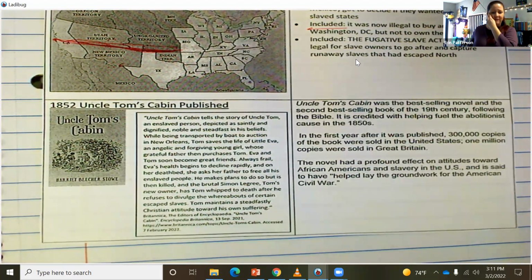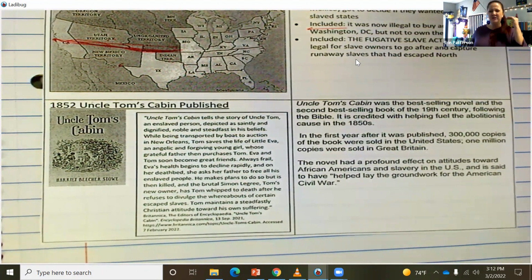This is really one of the first times we have a slave as a lead character and depicted as kind and noble and dignified and helpful. And we have the slave owner, Simon Legree, depicted very mean and negative. And so it started to change people's minds about slavery. It started to make those who were kind of on the fence, those who had not really thought about it, kind of made them go, this slavery is wrong. So again, we just see the mindset of people start to change.